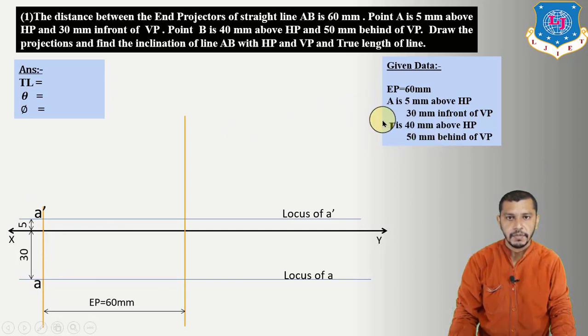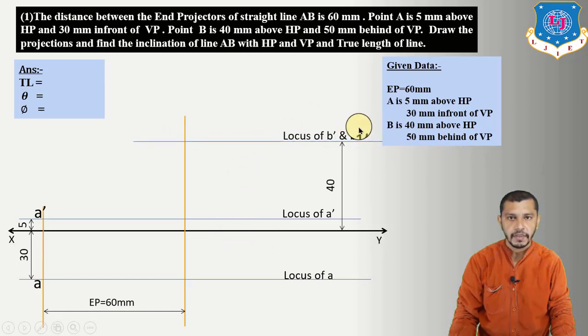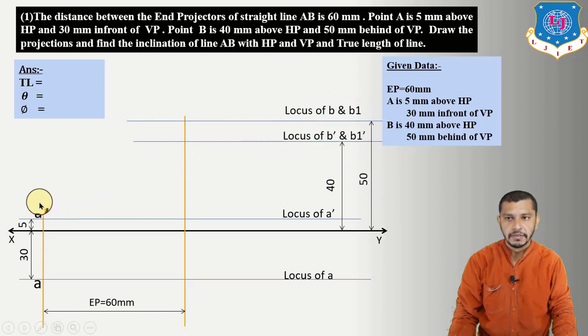Now let us mark B. So B is 40 mm above HP and 50 mm behind VP. So 40 mm above the XY reference line, we will get the locus of B dash and B1 dash, and 50 mm behind VP. That means 50 mm above the XY reference line, we will get the locus of B and B1. Now as we have assumed this projector as the projector of A, this will be the projector of B.